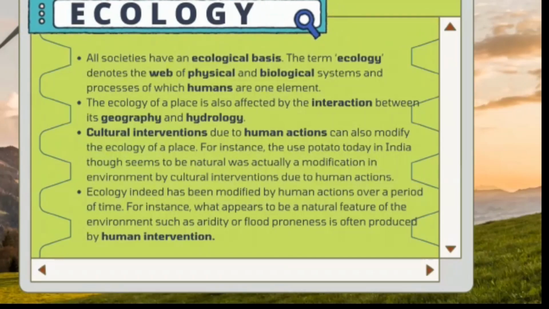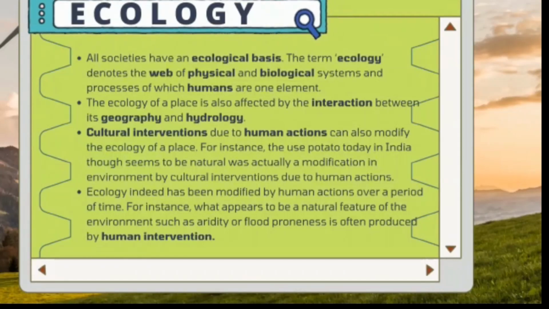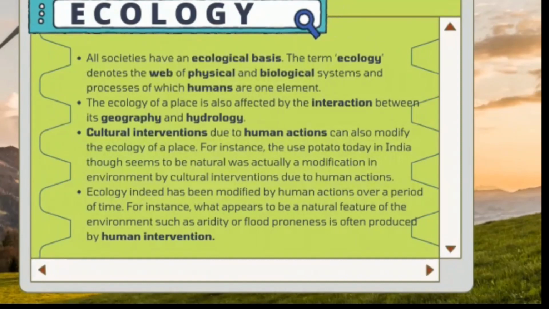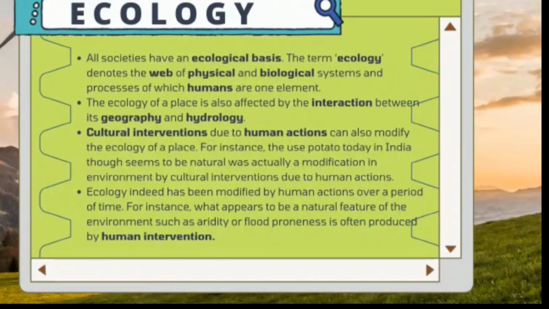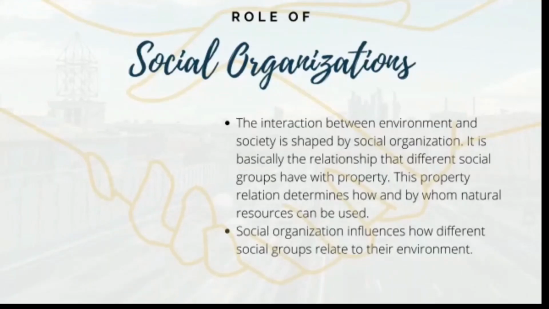The ecology of a place is affected by interaction between its geography and hydrology due to cultural interventions caused by human actions. For example, the potato used today in India, though it seems to be natural, was actually a modification in the environment by cultural interventions. Ecology indeed has been modified by such human actions. For instance, what appears to be a natural feature of the environment, such as aridity or flood proneness, is often produced by human intervention.